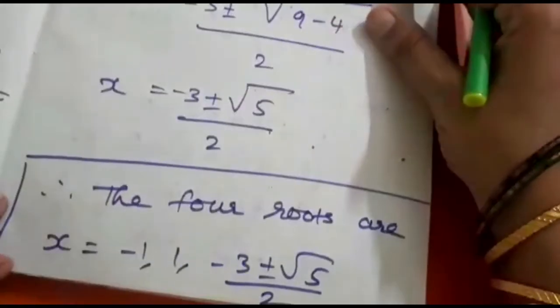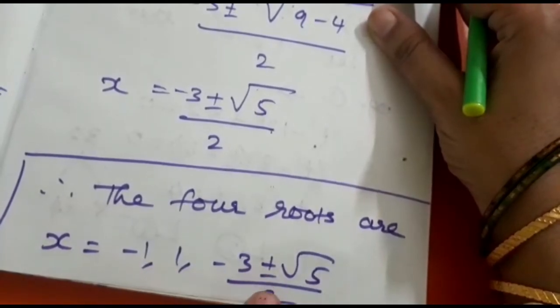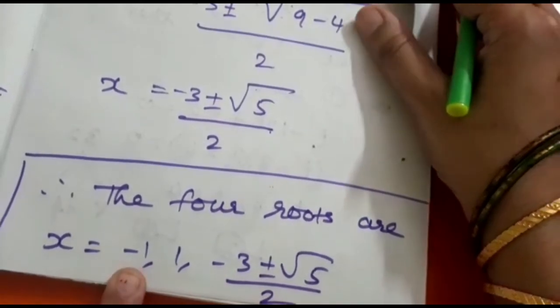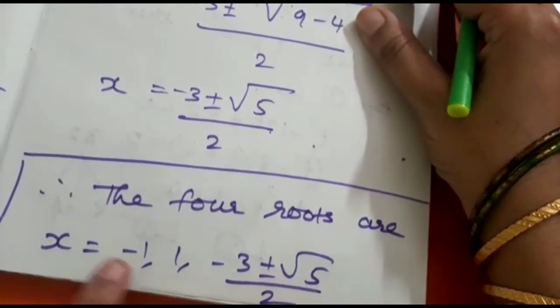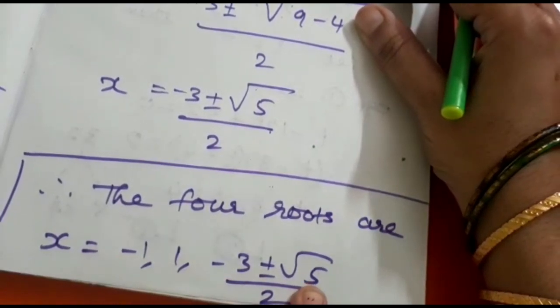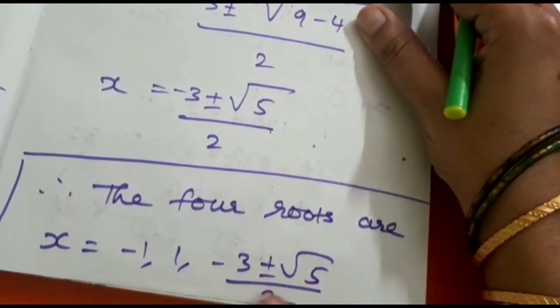Therefore the four roots are minus 1, plus 1, and minus 3 plus or minus root 5 by 2. So here clearly we can observe that the first root is the reciprocal of the second root with the opposite sign, and the third root and fourth root are the reciprocals of each other, which also have the opposite sign.